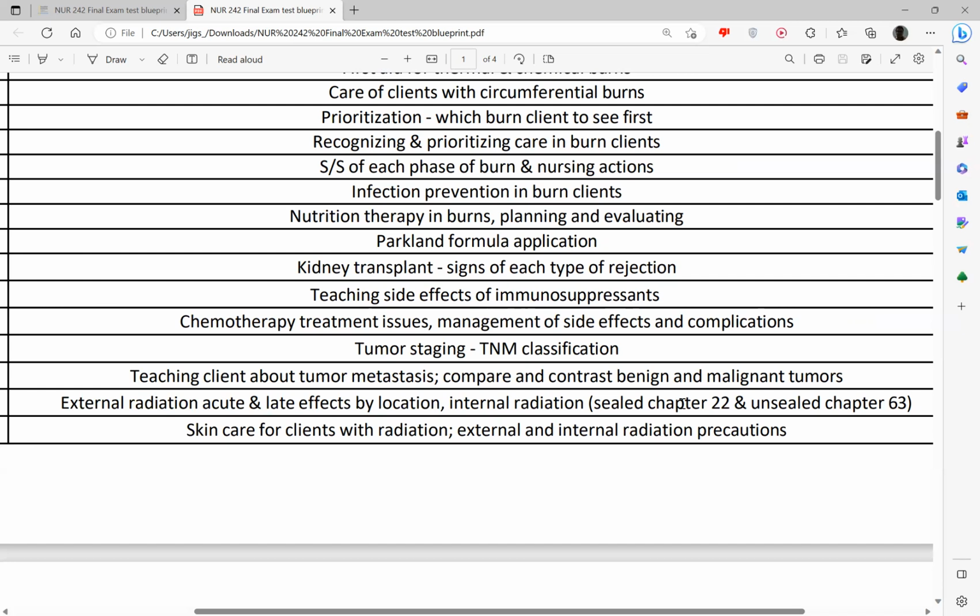Therefore, how much time can I spend with the patient? 30 minutes. How far do I stay? Six feet, so further and a shorter time. What about unsealed? The dose is lower, so I can spend more time and stay closer: one hour, three feet. The sealed is 30 minutes, six feet.